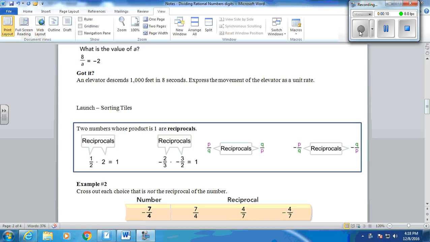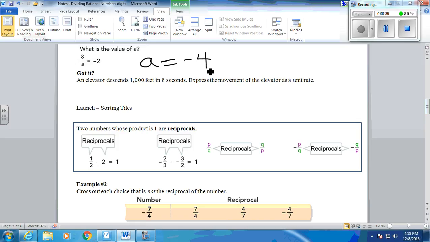Now, I know most classes got through the example of what is the value of A and they got it, but there were 2 classes that didn't, so I'm just going to go over those quickly. So when it says what is the value of A, think to yourself, A divided by what will give you -2? Well, I'm thinking that 8 divided by 4 gives me 2, so 8 divided by -4 would give me -2, so A is -4.